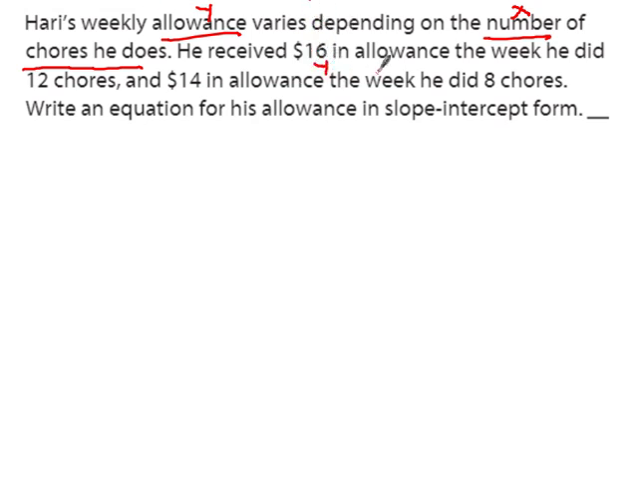So there's a y. In a week he did 12 chores. So there's my x for that. So 12 chores for $16. $14 in allowance, so there's a new y. When he did 8 chores, he made less money because he did less chores. That makes sense. But the amount of chores he did determine the amount of money he made. There's another point.